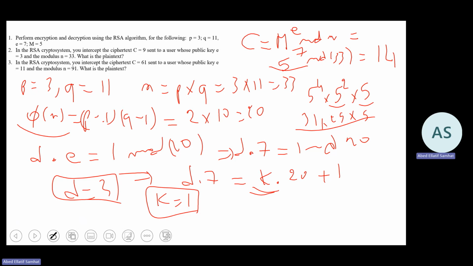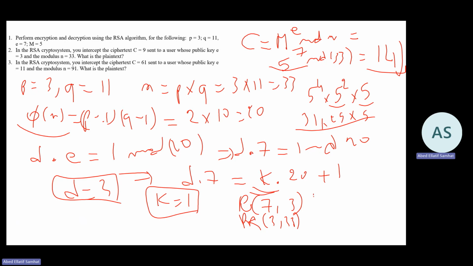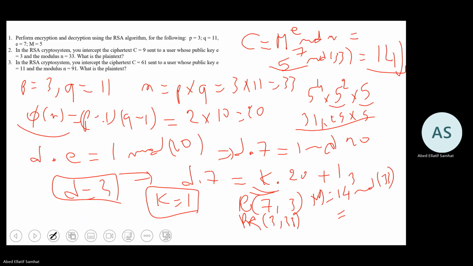In this case, the private key will be 3 and n. So the public key is 7 and n, which is 33, and the private key is 3 and 33. In order to decrypt this message, simply you should write that M equals 14 to the power 3 mod 33, and you can verify that it will be equal to 5. Okay, so this is for the first exercise.